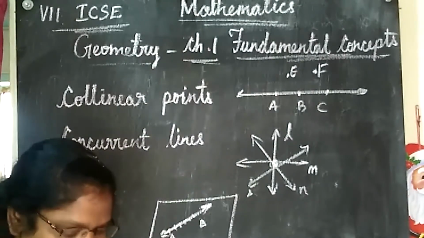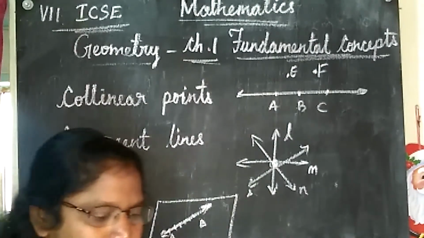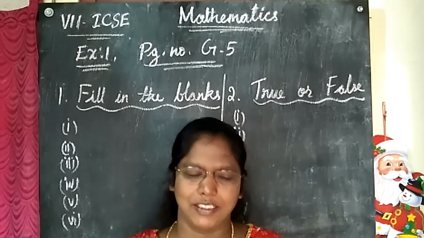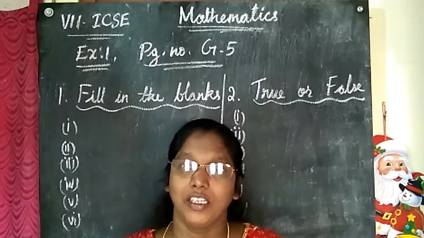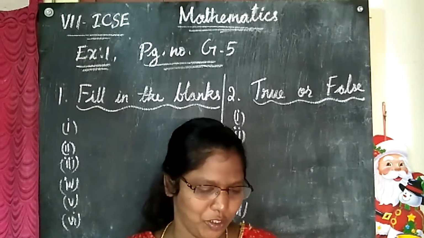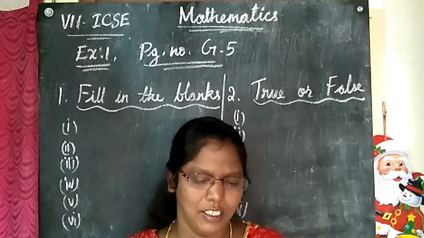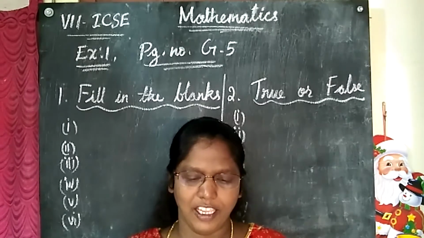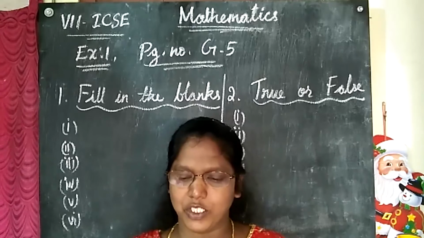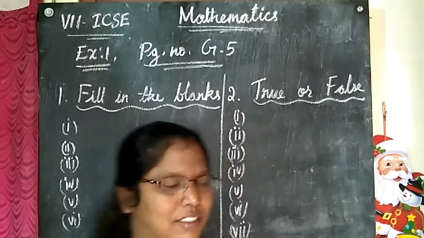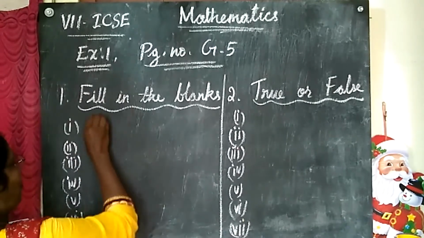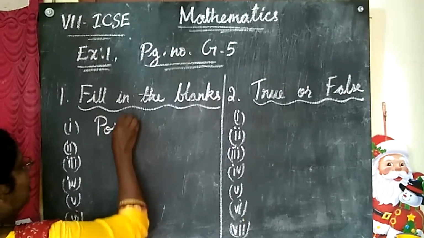Okay, children. Now let's move to exercise 1. Page number G5, exercise 1, fill in the blanks. Whatever we have learned until now, I explained, so from that only we are going to do this exercise. Listen carefully. First one, an infinite number of lines can pass through a given dash. Through what can lines be drawn? Point. So the first one is point.